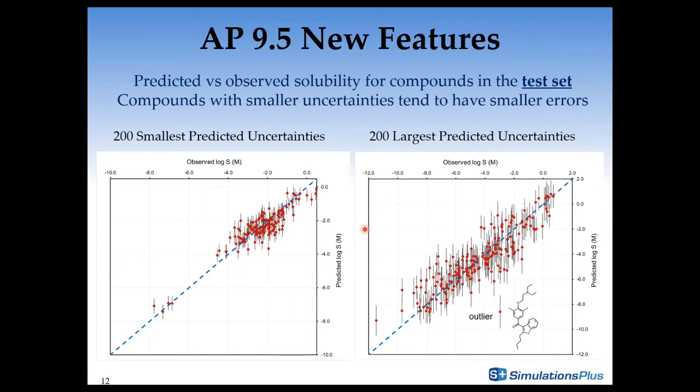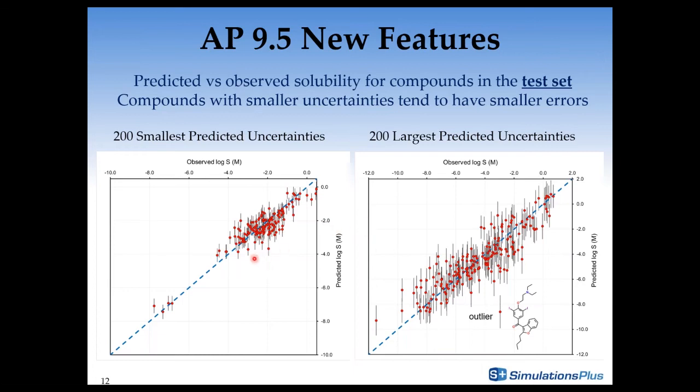This shows the results of one of the validation studies that we conducted. We took a large solubility data set and divided the compounds into a training set and a test set. We built a neural network ensemble model using the training set and then used the model to predict the solubilities of the test compounds. We also generated uncertainty estimates for those test compounds.